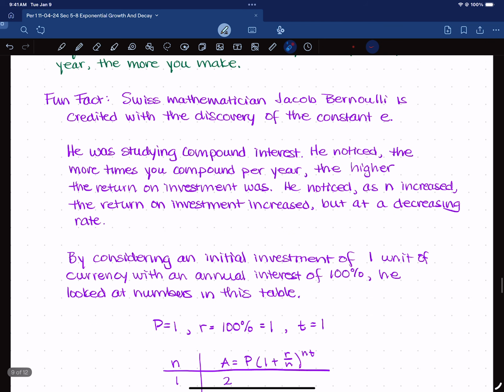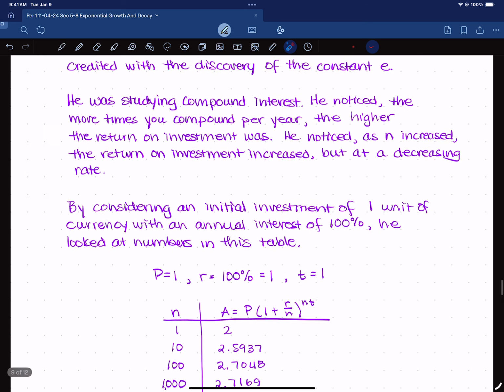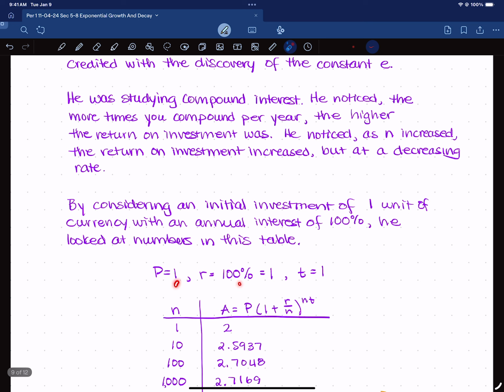So he noticed that. But he also noticed that as n increased, sure, your return on investment increased, but it increased at a decreasing rate. So you got more and more, but it made less and less of a difference each time. And so what he did was, let's look at 1 unit of currency with an annual interest rate of 100%. So starting with $1 at 100%, how much would he have after 1 year?